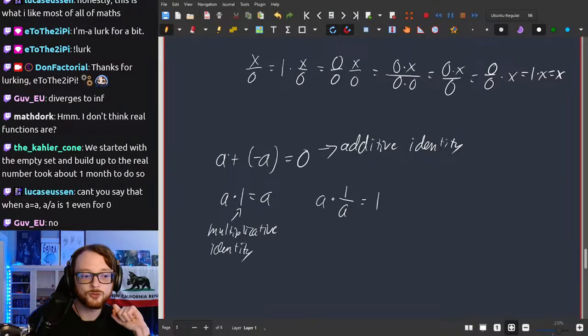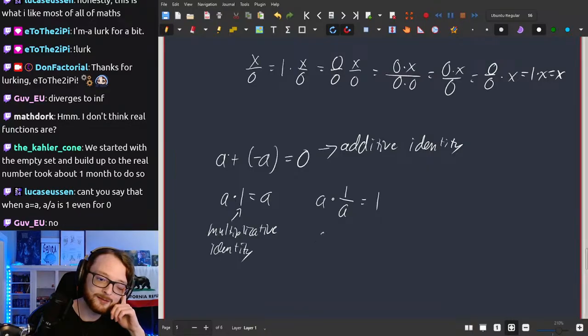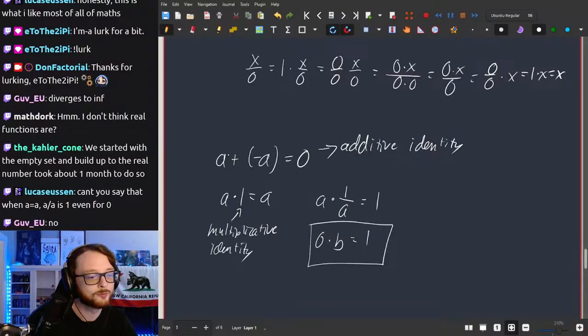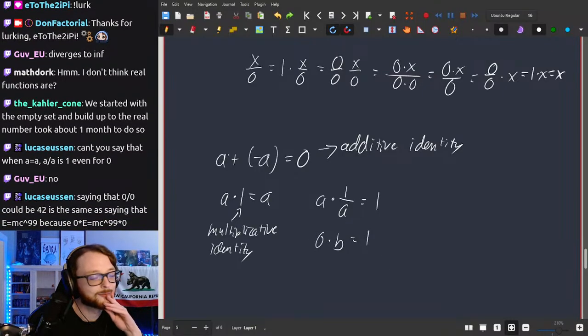And so there should be an issue that happens when we try to let a equal 0. I'm trying to figure it out in a non-circular way. We don't even need to do 1 over a. We could just say some number b. There is no number b that makes this equation true, I guess.